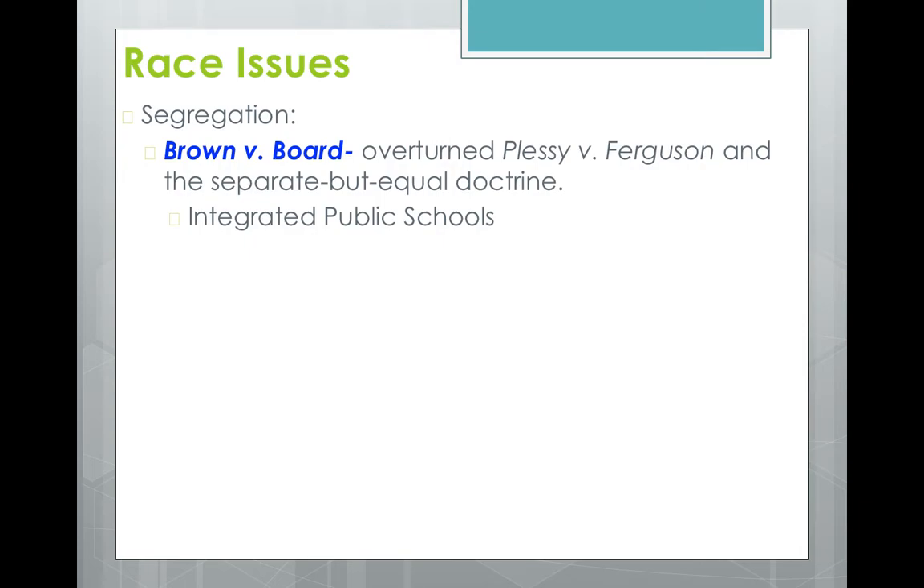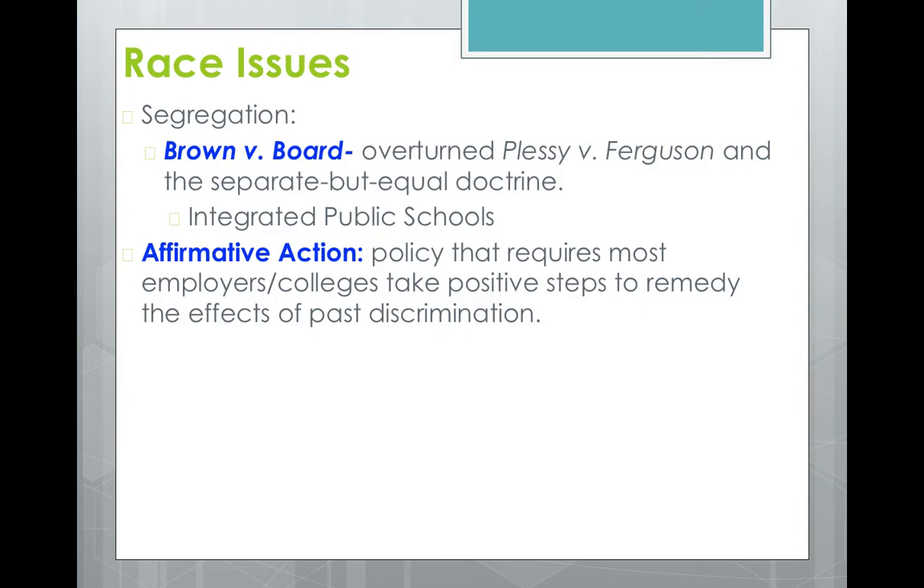Affirmative action is the policy that requires most employers and colleges to take positive steps to remedy the effects of past discrimination. So colleges, up until the 1960s, had policies where only whites could attend. For example, Syracuse in New York. It wasn't until 1960 that an African American was able to attend that university, and he would end up winning the Heisman Trophy, the first African American to do so, in 1960. So affirmative action is to right that wrong.